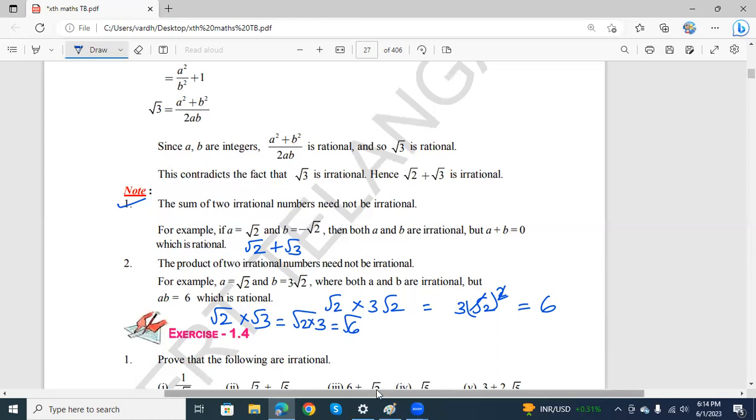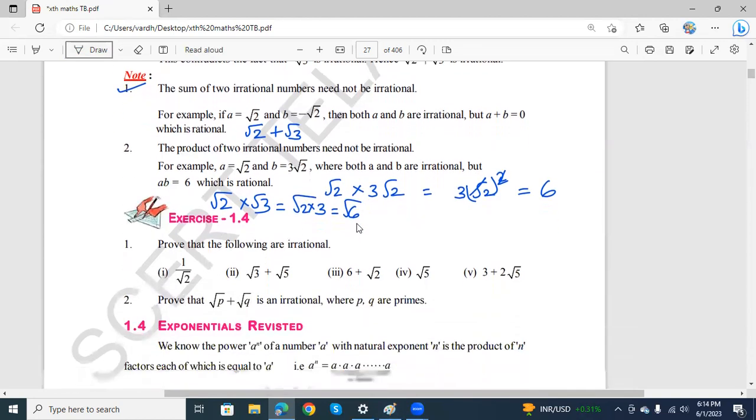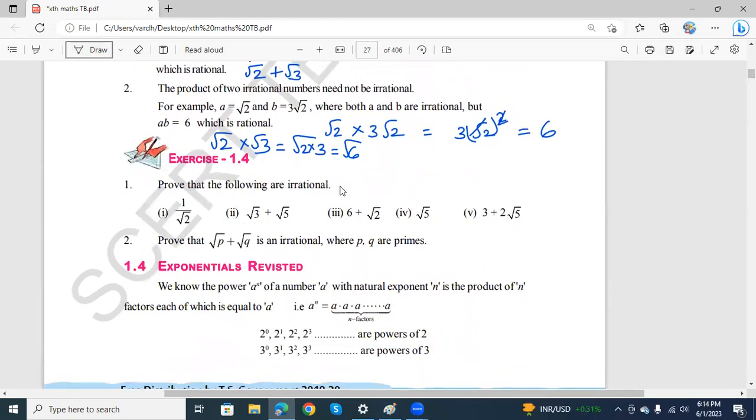Let's go to exercise 1.4. The first question, prove that the following are irrational numbers. 1 by root 2 they have given. Actually, irrational numbers are like this. Root 2, 1 by root 2, 2 plus root 2. Okay. 2 plus 3 root 2. Okay. And root 3 plus root 5. Like this, they are the forms.